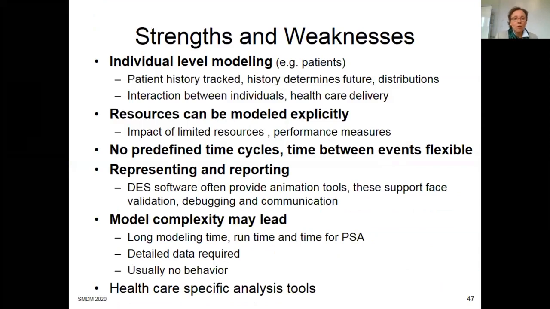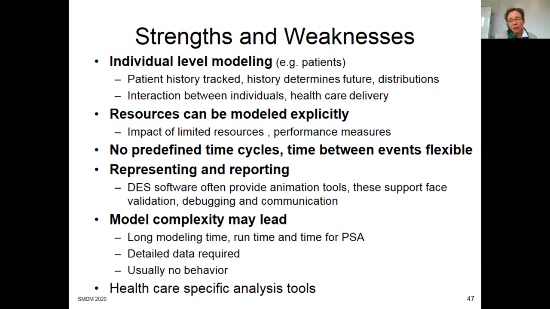So strengths and weaknesses of DES, it is a form of individual level modeling. And therefore, as I said, patient history can be tracked, interactions between the individual and the healthcare system could be incorporated. Resources can be modeled explicitly. We have no predefined time cycles, and representing and reporting, for DES software, often they provide animation tools. So the picture that I showed to you, it could be animated so that you can see the little entities, the little patients and doctors moving around, which is nice for face validation, debugging, and also for communication.